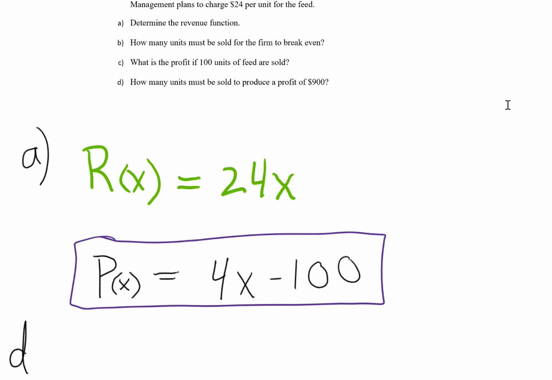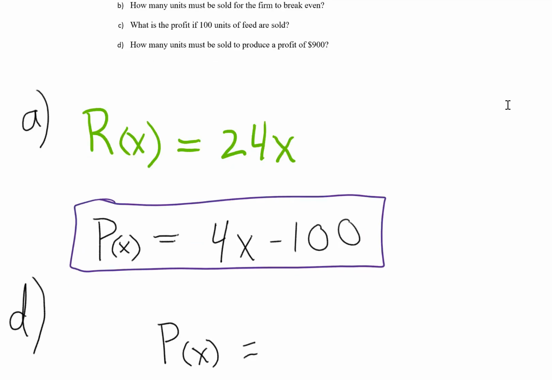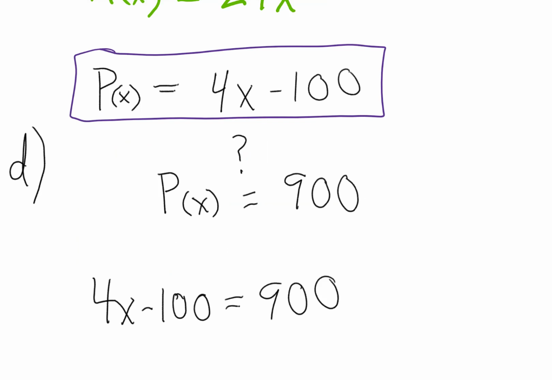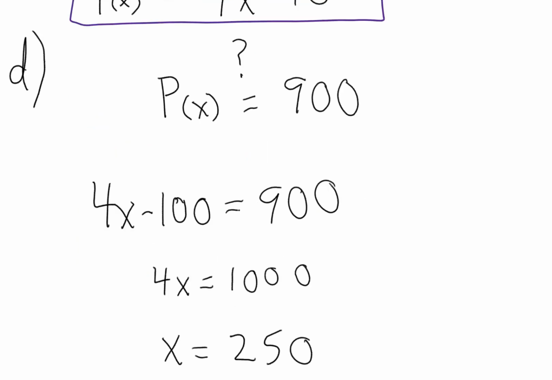In part D, it asks how many units must be sold to produce a profit of $900. So we're asked to find how many units. Remember, X stands for the number of units, so we will be solving for an X value. So essentially, what is the X value that makes this equation true? Right? When will my profit equal 900? Let's solve for X. We will need to sell 250 units to achieve a profit of $900.